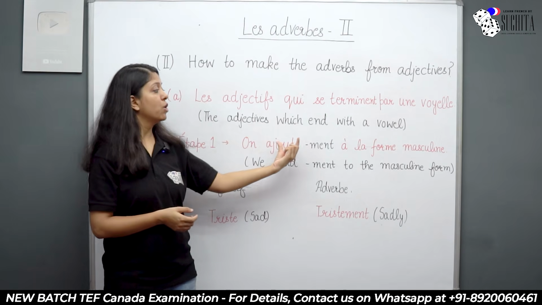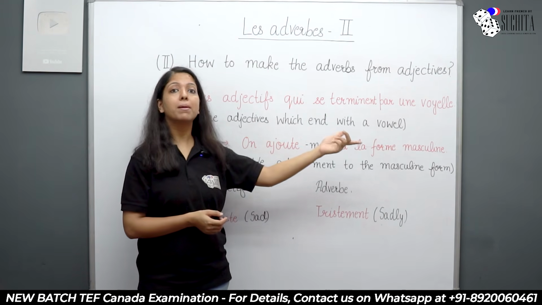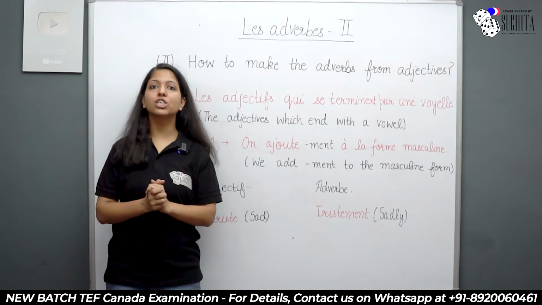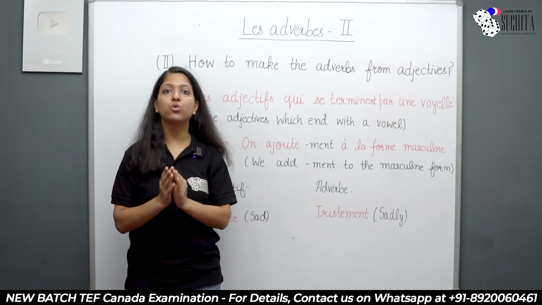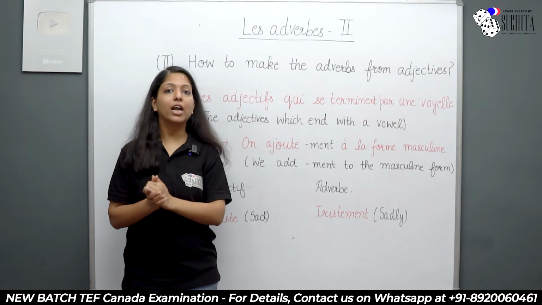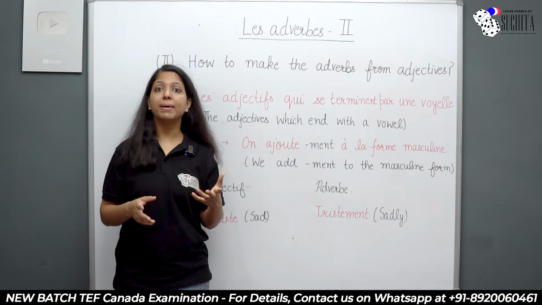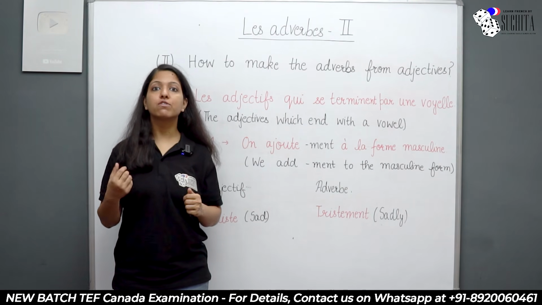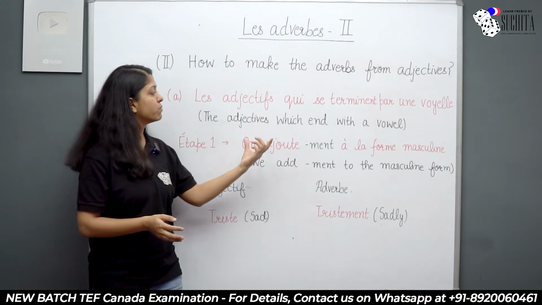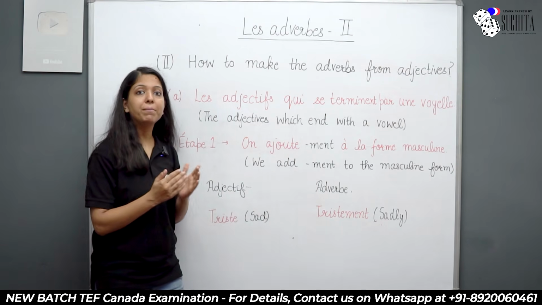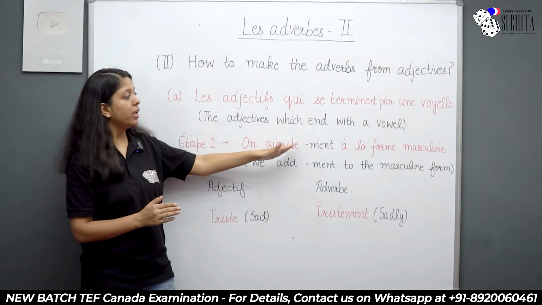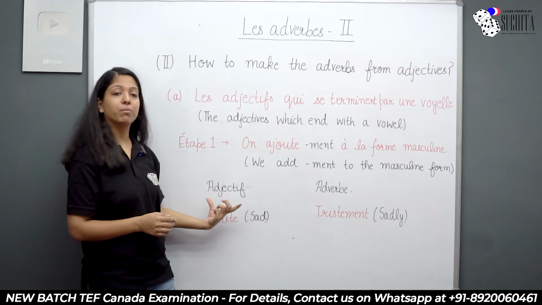On ajoute ment à la forme masculine. So just now in English I taught you, you add ly to make adverbs from the adjectives. Let's say sad, sadly, happy, happily, soft, softly. So in French you will observe that we add ment, M-E-N-T. You add ment in order to make the adverbs from the adjectives.